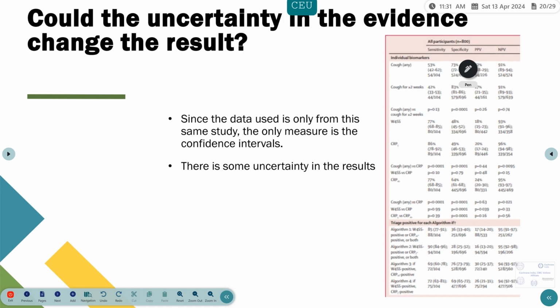Could the uncertainty in the evidence change the results? In this study, the only uncertainty is the confidence intervals of the sensitivities and specificities calculated. Here also we see for the symptom score which they use, the sensitivity range is from 68 to 85. If we look at algorithm 2, which is the one we thought was the best, the sensitivity confidence intervals are between 84 and 96. So here there is a mild overlap. So if you repeat the study, in some cases algorithm 2 also may be equal to or slightly less than the symptom score study which is done.